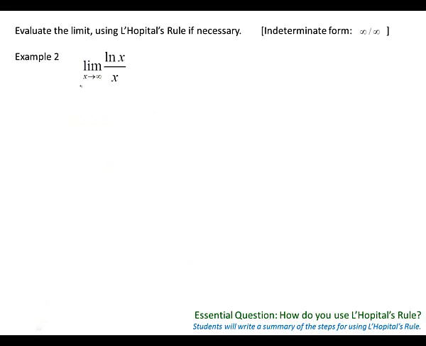All right, example 2. So let's talk about what this one would look like in indeterminate form. So if I plugged it in, notice I'm going to infinity this time. So the natural log of infinity over infinity. What's the natural log of infinity? Isn't it infinity? And I can't tell what infinity over infinity is, okay? Maybe it's infinity, I don't really know, so we consider it indeterminate, okay?